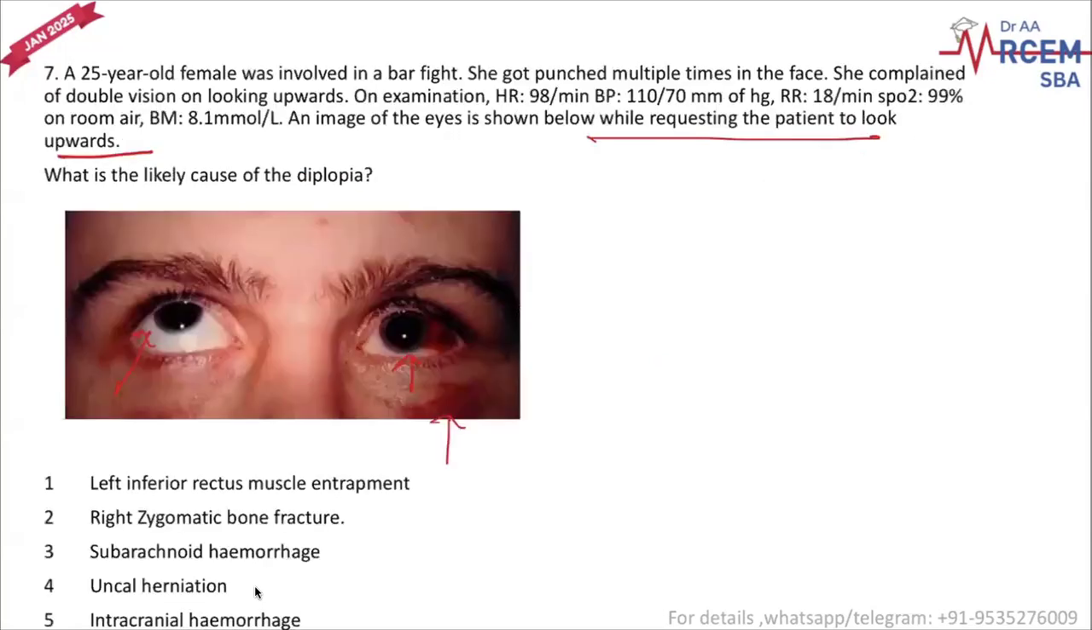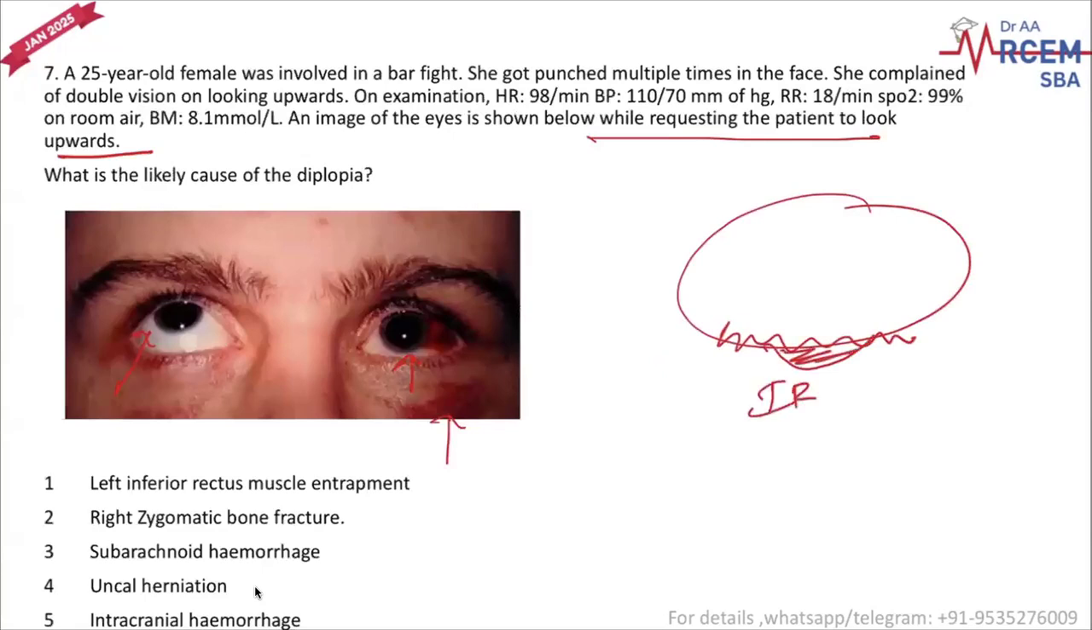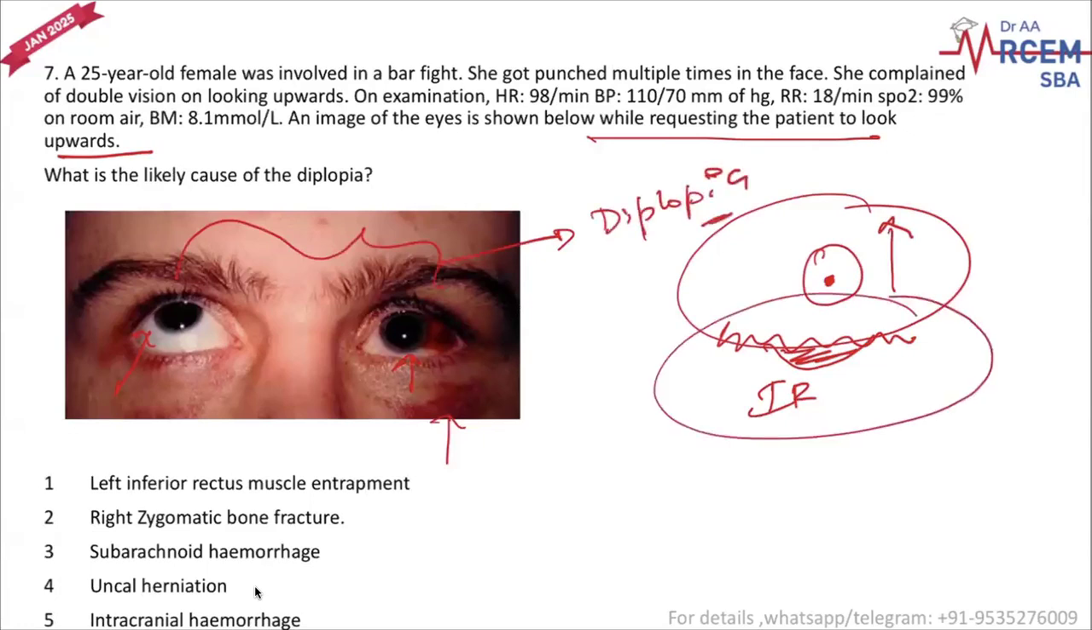So what we are suspecting here is an orbital floor fracture, along with herniation of the inferior rectus muscle. That's why the eyeball remains in the neutral position and doesn't move upwards. Because of this, the patient will end up having double vision, also known as diplopia. This diplopia is because of left-sided inferior rectus muscle entrapment. This inferior rectus muscle entrapment is because of the fracture of the floor of the orbit.